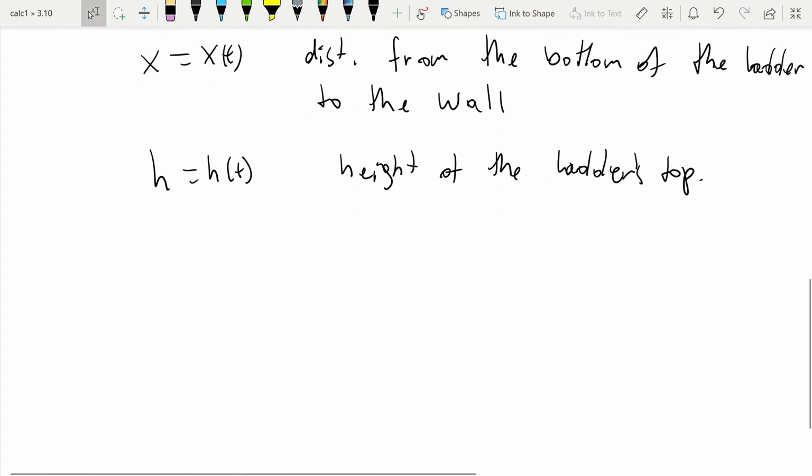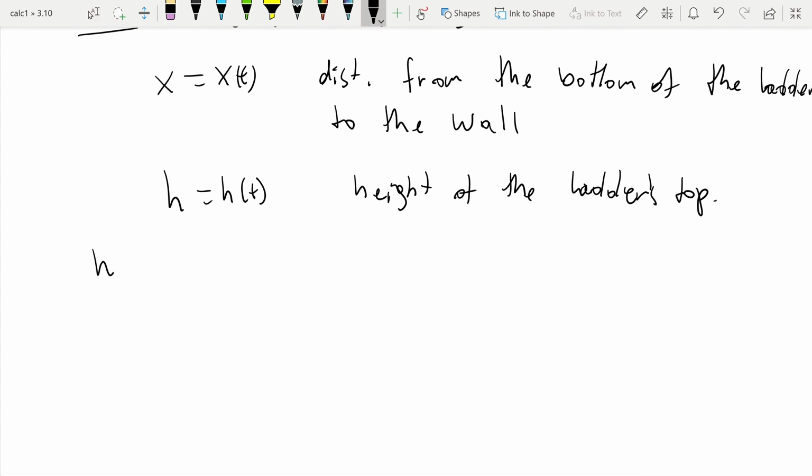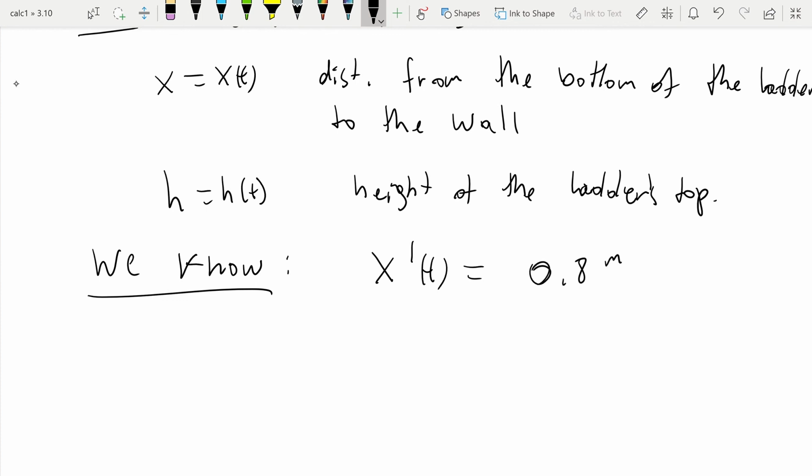And what do we know? We know that x prime of t is constant and equal to 0.8 meters per second, and at time equals 0, x of 0 is 1.5 meters.